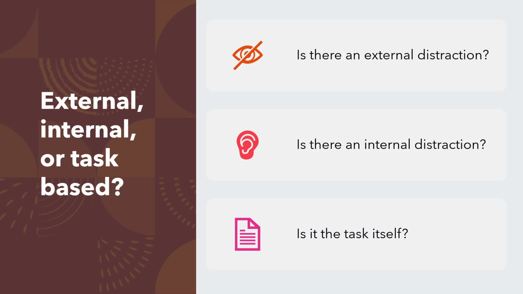I want you to first think about whether there is an external, an internal, or a task-based distraction. What is causing you to lose your focus or your motivation? An external distraction is something in your environment that you can maybe fix, but keep in mind that sometimes you can't really choose where you work. An internal distraction is something that is very, very difficult to fix and sometimes might require your attention. So this is something we're not going to be focusing too much on.